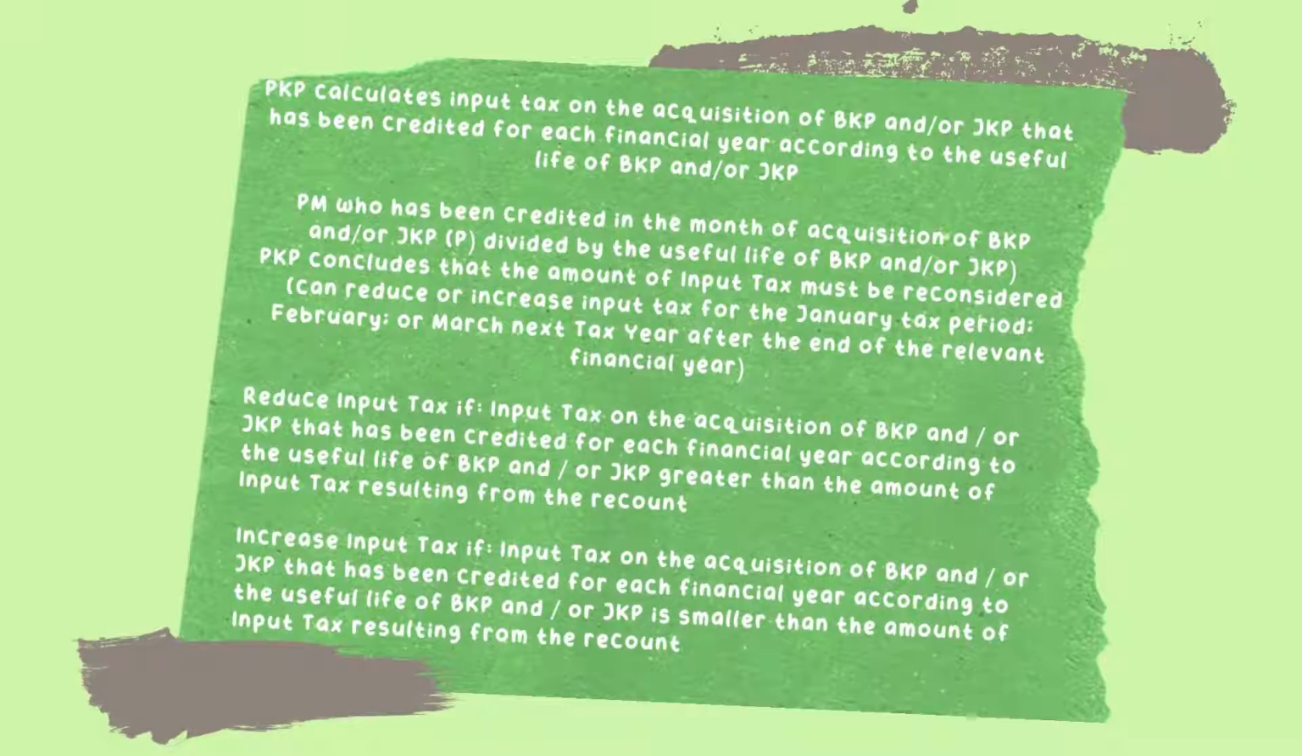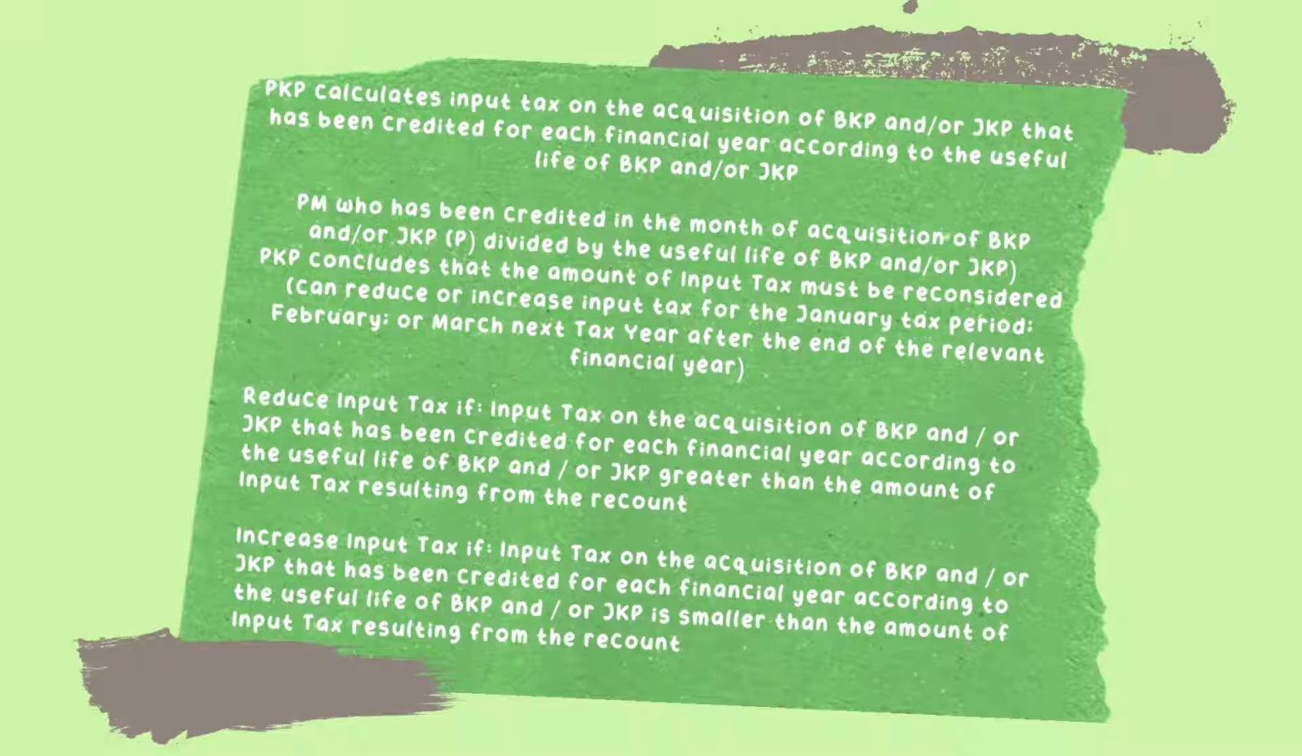BKP calculation: input tax on the acquisition of BKP and/or GKP that has been credited for each financial year according to the useful life of BKP and/or GKP. The input tax credited in the month of acquisition of BKP and/or GKP is divided by the useful life of BKP and/or GKP. If it is concluded that the amount of input tax must be reconsidered, it can reduce or increase input tax for the January, February or March tax period of the next tax year after the end of the relevant financial year.